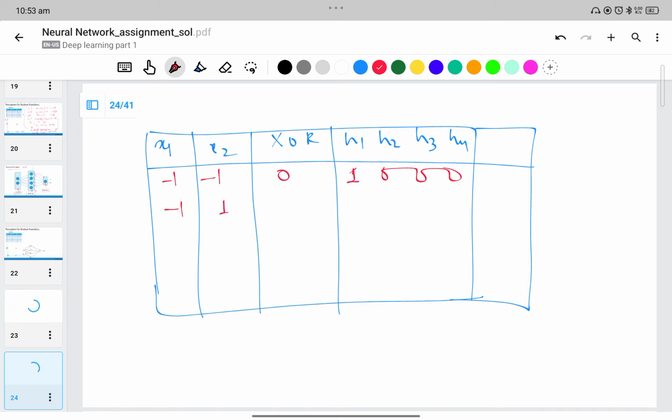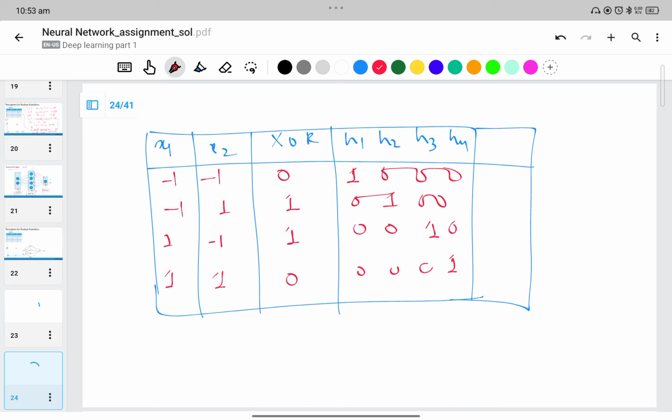For -1 and 1, the XOR gives 1, so we had h2 equals 1. For 1 and -1, XOR gives 1, and here we had the third as 1. For 1 and 1 we had 0, and we are getting this.